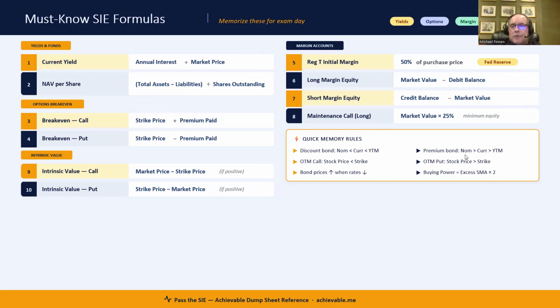And hip hop version: coupon, current yield, yield to maturity, yield to call. Country version: nominal, current yield, yield to maturity, yield to call. If the bond is above par, those yields are going down. If the bond is below par, those yields are going up. When bond prices go up, rates go down. And also long and low. Remember, I'm going to leave you on that one.